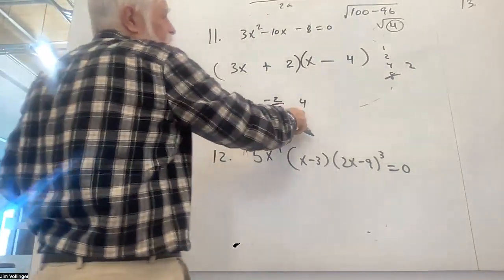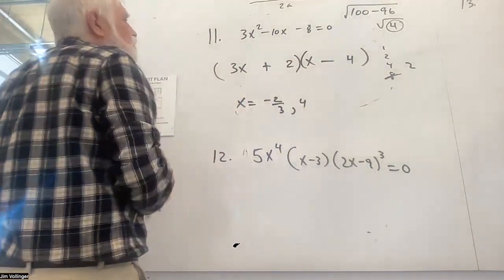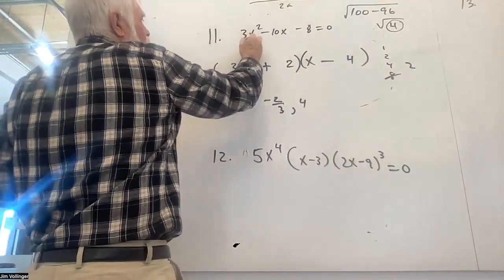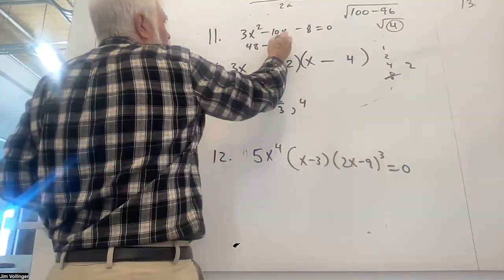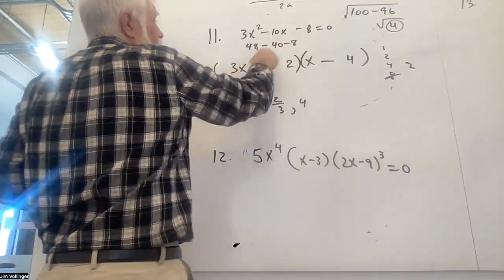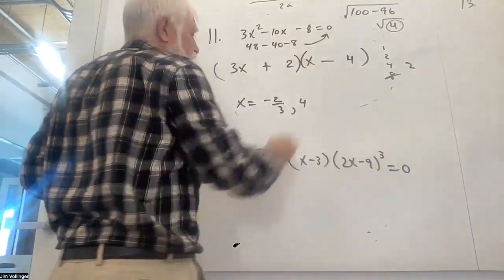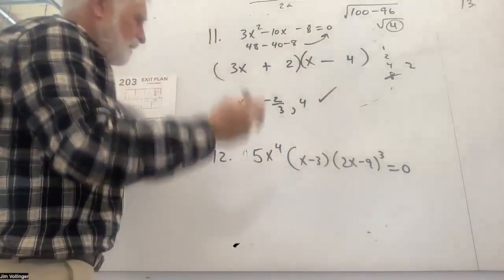Let's put 4 in. And if it works, we'll assume that does too. So that's 48. If I put a 4 in, minus 40, minus 8, 48 minus 48 sure gets me 0. So I'm moving on. Nothing to be said here.